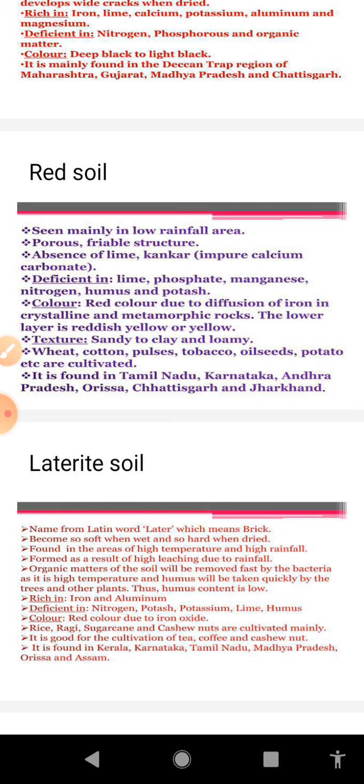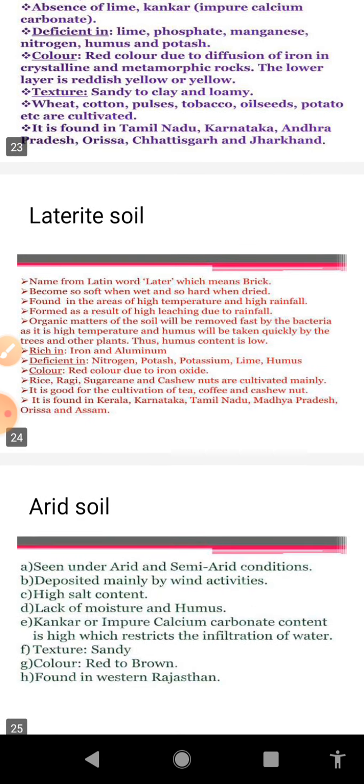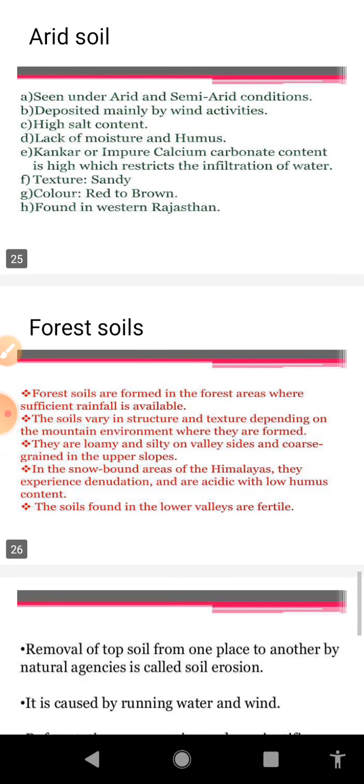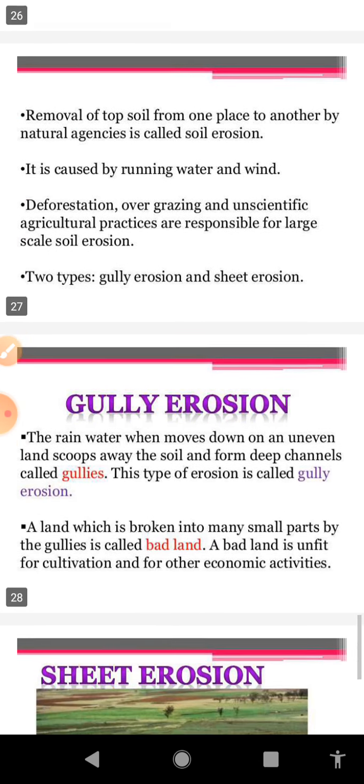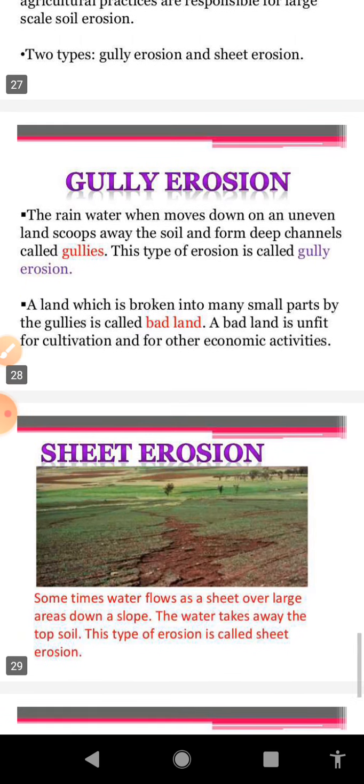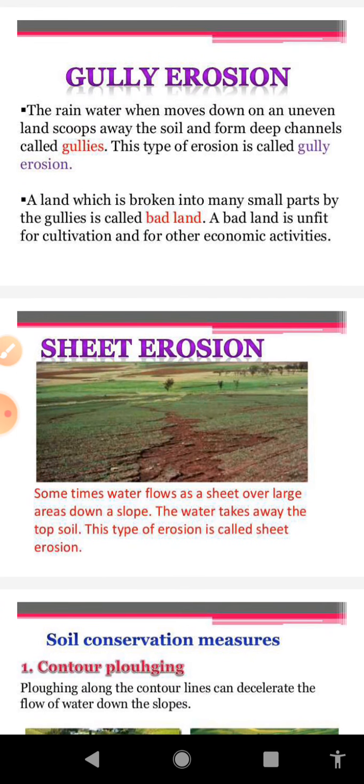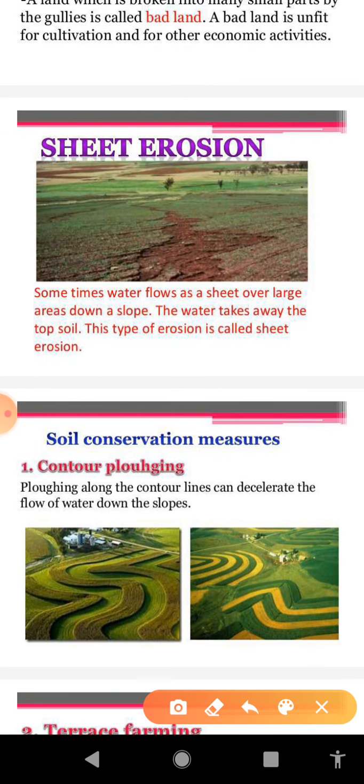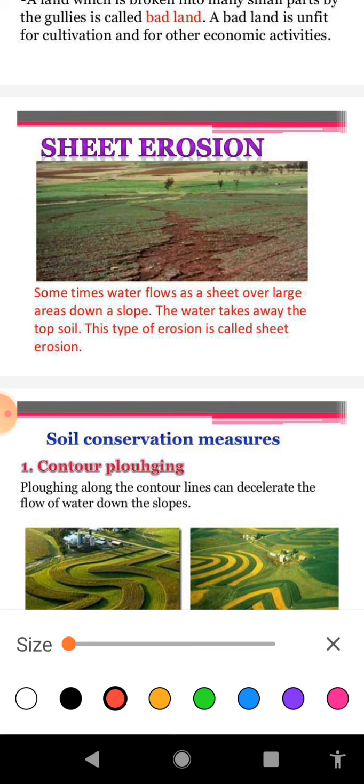After that, we will discuss another important question that you will be getting in the exam, that is about the conservation of soil. This question is very important. If you are getting the question, what do you mean by soil conservation and what are the steps that can be taken to control soil erosion?